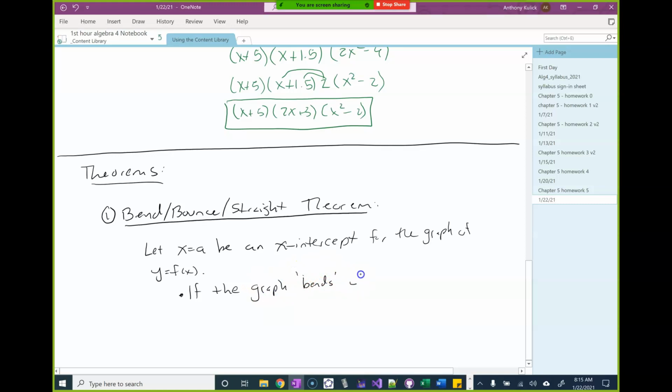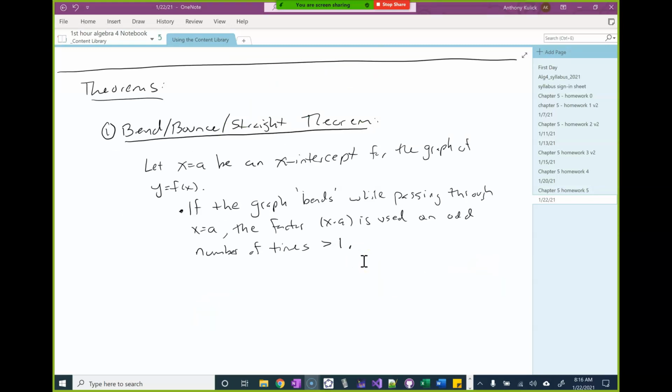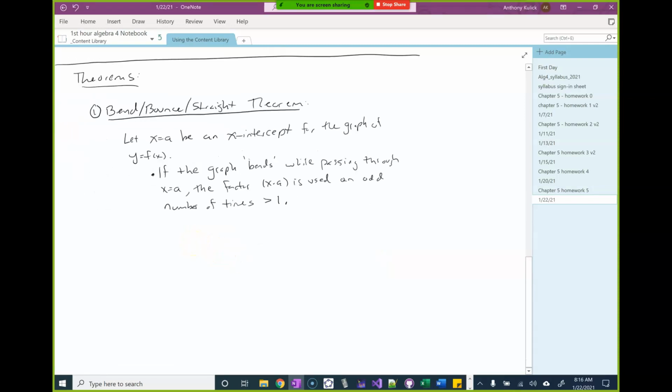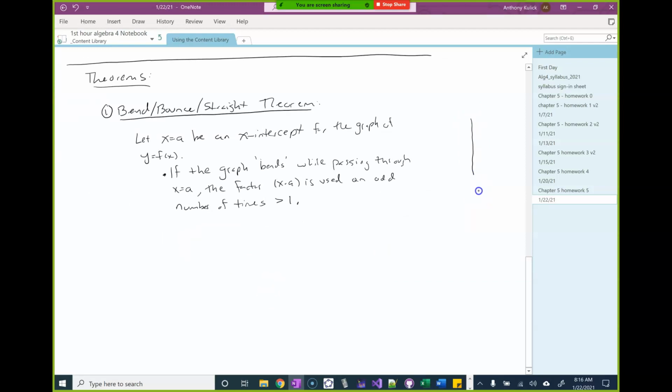Intercept, and that x-intercept, when we look at the graph, if there's a bend going on at that x-intercept, then we know that factor is used an odd number of times greater than 1. So it could be used like 3 times or 5 times or 7 times. That picture there is an example of what we mean by a bend.